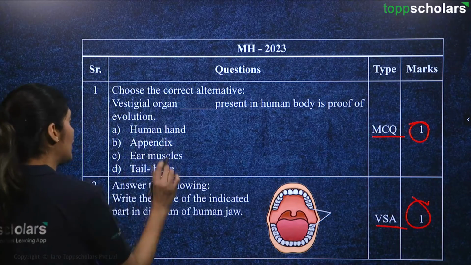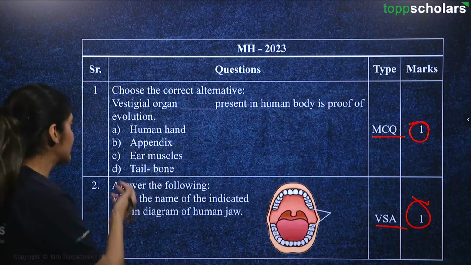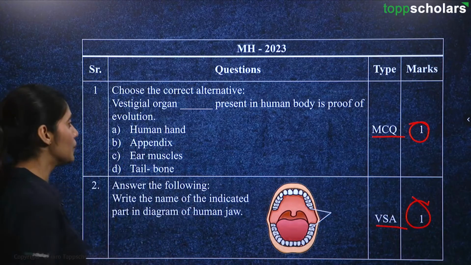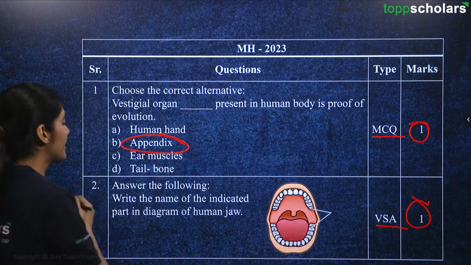So, is it A, human hand? Are we not using it? Of course we are. B, appendix. C, ear muscles. D, tailbone. Which among them is it? It is our appendix.